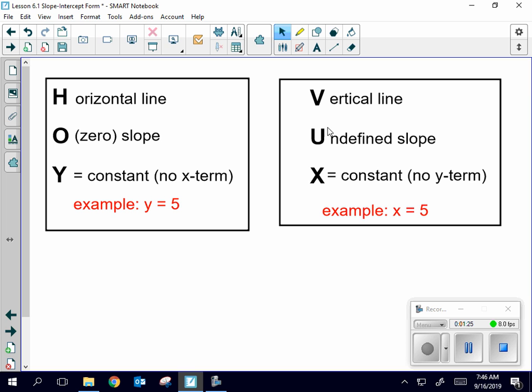And then over here, vertical lines. You should know vertical lines have an undefined slope, and it's going to look like x= a constant with no y term. My example here, x=5. X will always equal 5 here. It doesn't matter what y is. We're not going to plug anything in for y, so x will always be a number, whatever that is. So now, please pause the video and copy these two down.